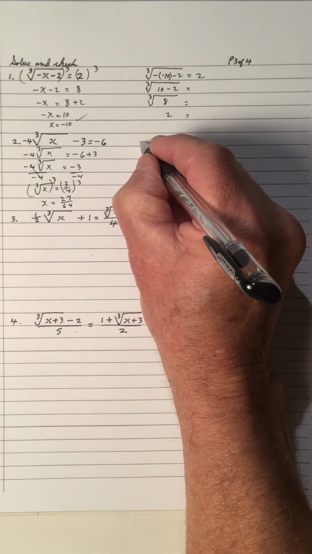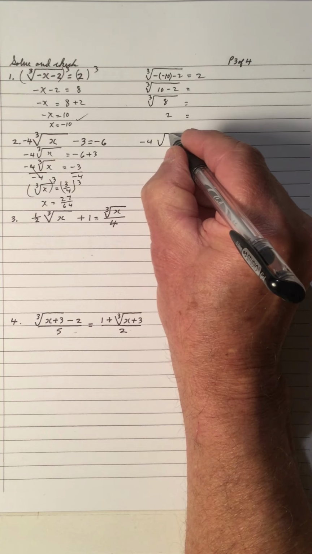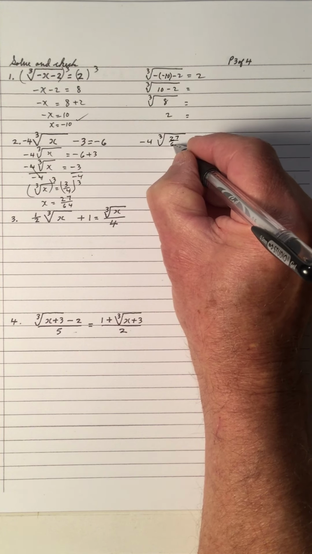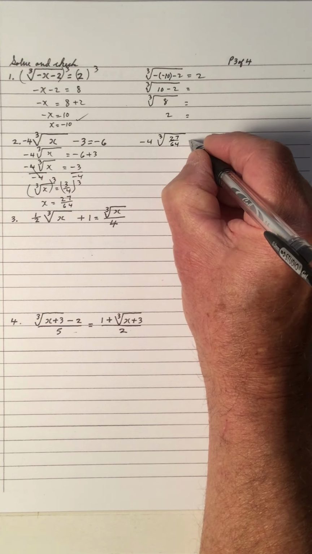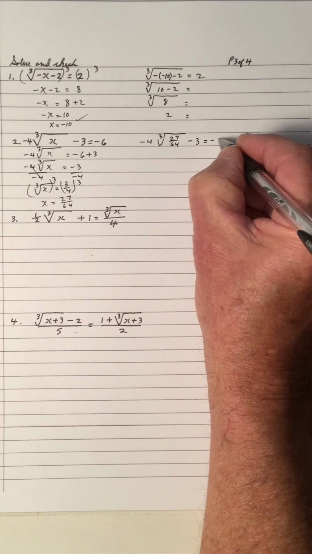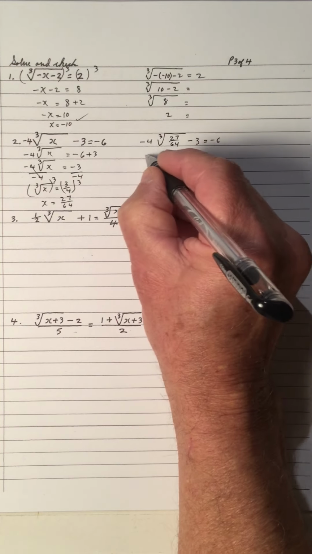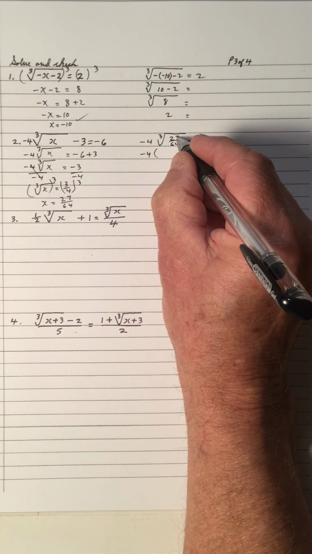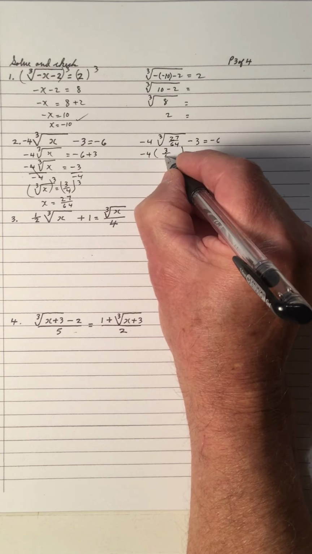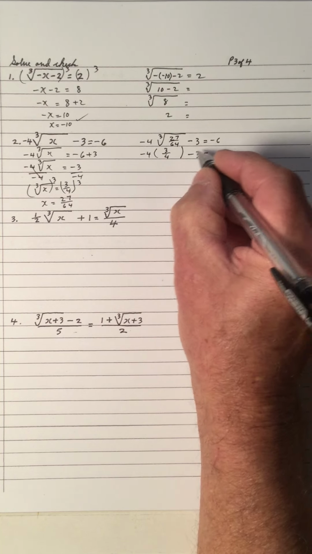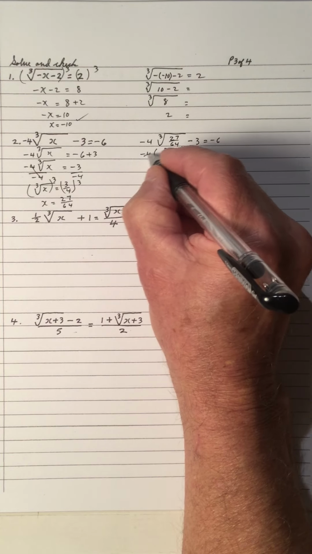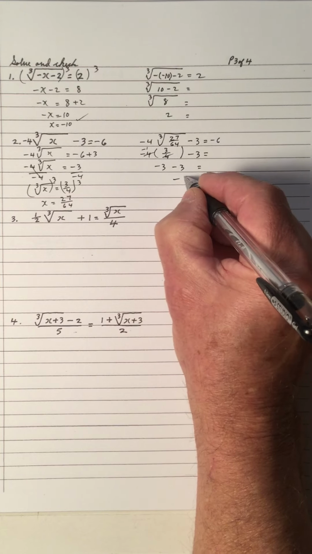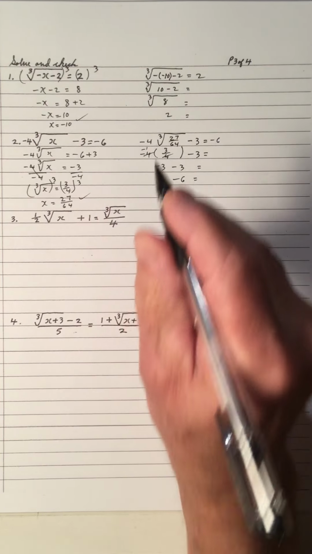So let's check to see if it's okay. x is 27 over 64, and minus 3 minus 6. We have to do the cube root first. So cube root of 27 is 3. Cube root of 64 is 4. We have to multiply, so we cancel. We get negative 1, so negative 3 minus 3. Negative 6 equals negative 6, so we're okay.